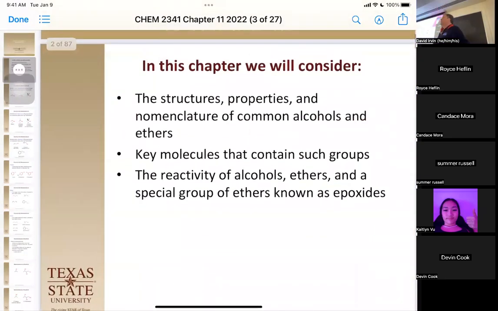Okay, so in this chapter, we're going to talk about alcohols and ethers. So this is the next higher priority of functional group from where we were. Ethers actually are just like chlorines and phenyl rings. They are always substituents, but the alcohol changes the name. So it's higher priority. And so we're going to our next highest priority thing. We're going to look at how to name them and the common names of the alcohols. Some key molecules that contain these groups. And so we'll look at those. And then the reactivity of alcohols, ethers, and a special group of ethers known as epoxies or epoxides.